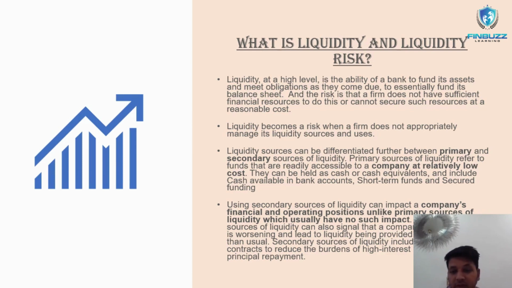Liquidity becomes a risk when the firm does not appropriately manage its liquidity sources and uses. Sources is all about where you are getting the money from. For example, debts, subordinated debts, creditors, long-term debt, and equity. And uses is where you are actually using that money. You are investing it, or giving loans to any wholesale vendor or retail customer.